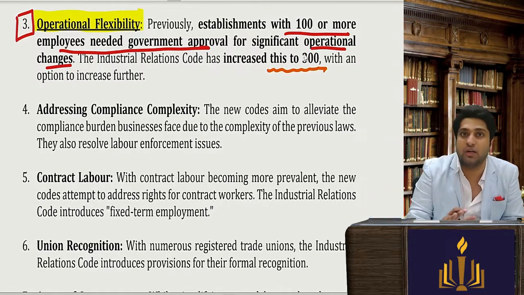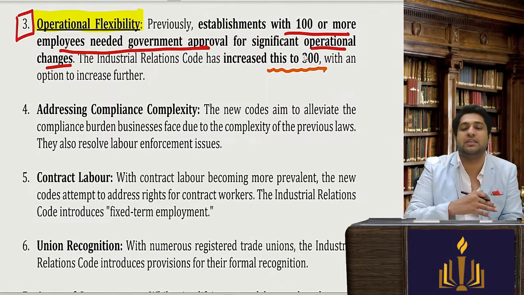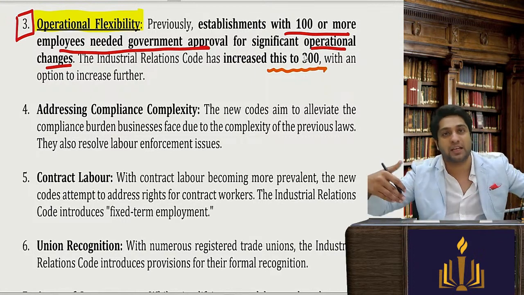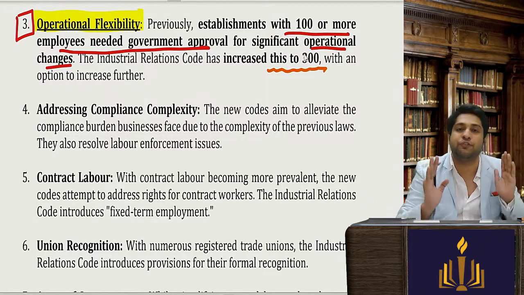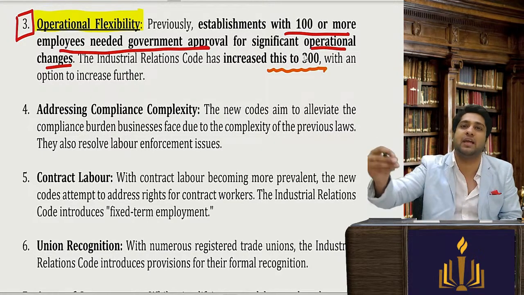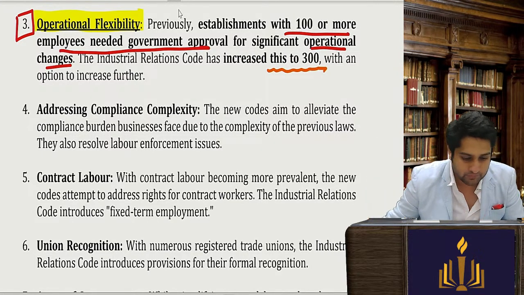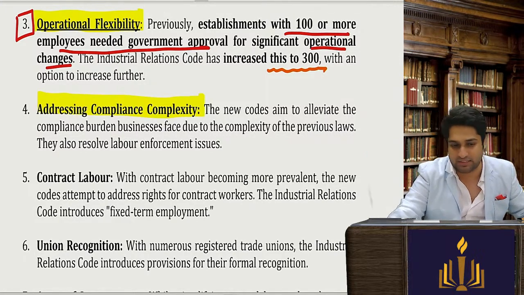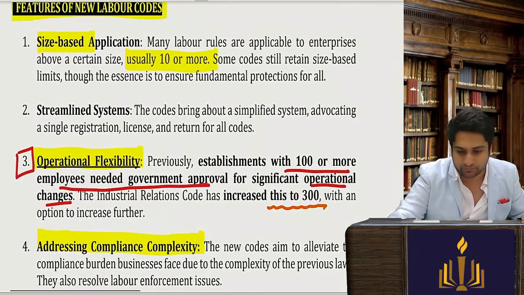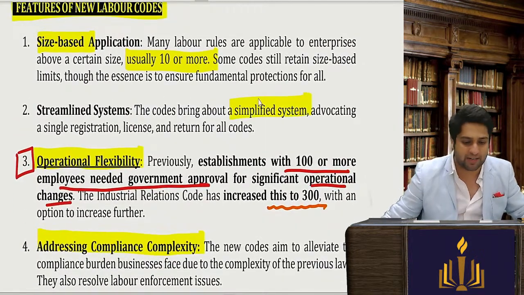Earlier it was 100, now they've increased the limit to 300. If you have more than 300 employees, then if you want to make operational changes, please take a government approval. So they will address the compliance complexities which are there. So these are some of the features. They have streamlined and simplified everything.